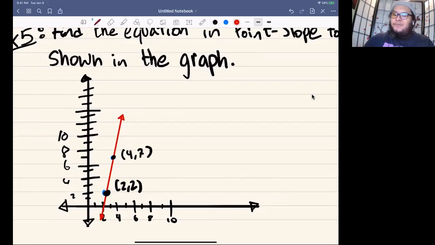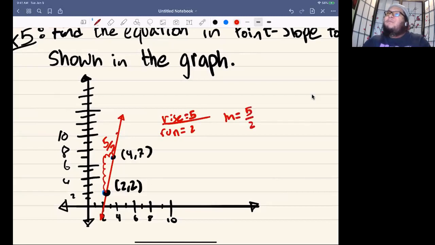All right, so how many spaces are we going up? We're going to go 1, 2, 3, 4. We're going to go up 5 spaces. All right, and then how many spaces over? 1, 2, over 2. Our rise is 5. So if our rise is 5 and our run is 2, our slope is rise over run. That means our slope is 5 over 2.